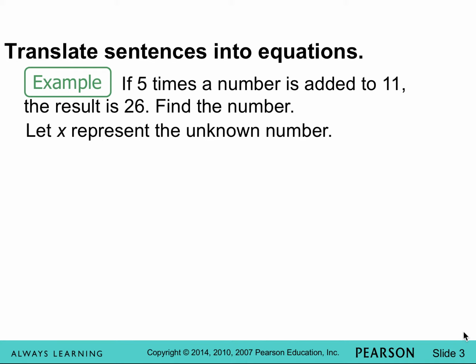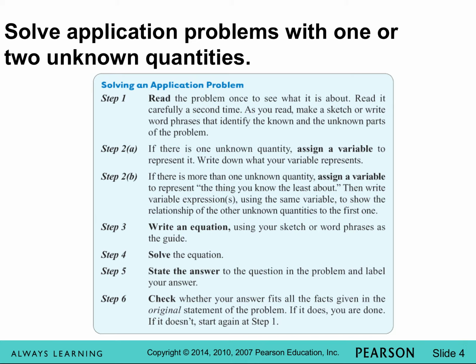Oh, it tells us to let X represent the unknown number. We did that anyhow, but okay. Now here's the steps for solving application problems. First of all, read the problem as many times until you understand what it's about. At least once before you start trying to work it, but you might have to read it 2 or 3 times. It's the English that's the problem, right?